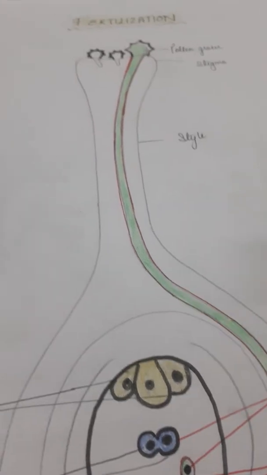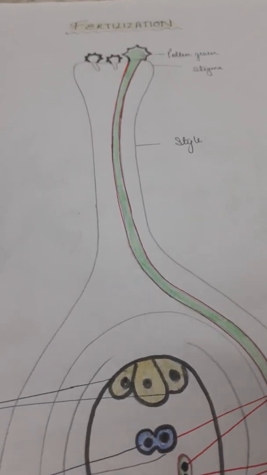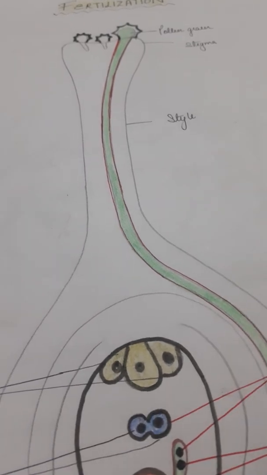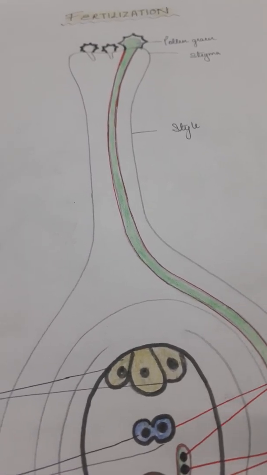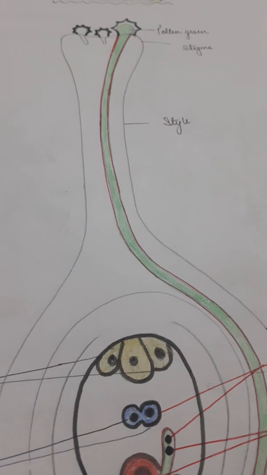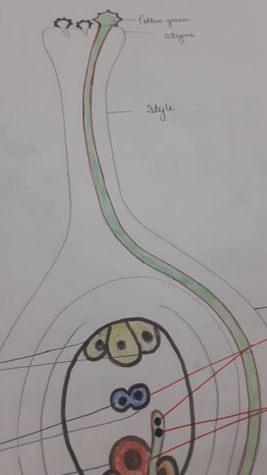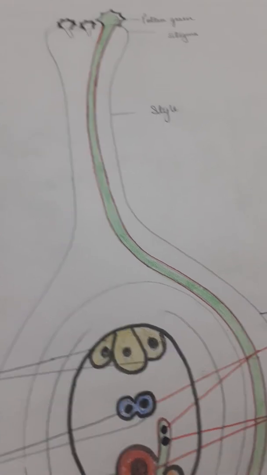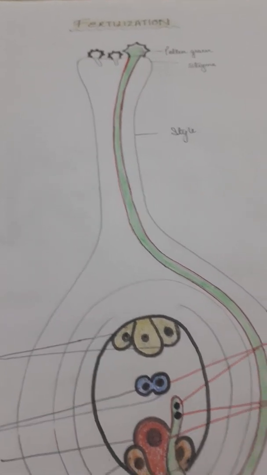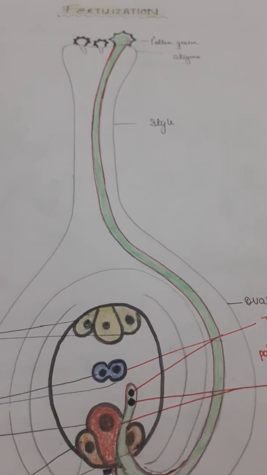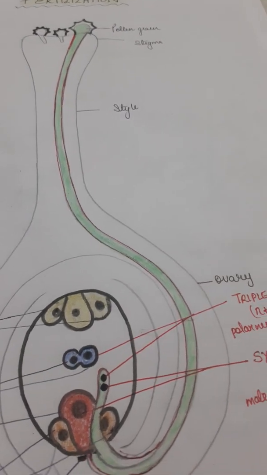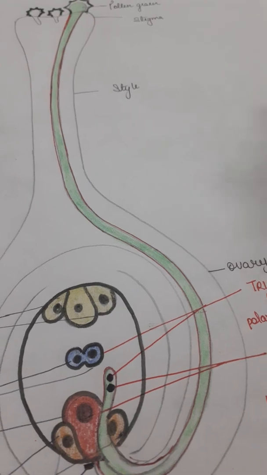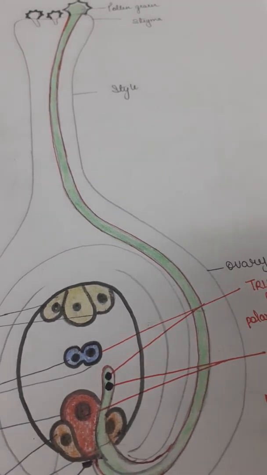So what exactly is fertilization? The process of fusion of male and female gamete to give rise to an embryo that will be able to give rise to another plant. This is known as fertilization. You all are aware of this because you have studied it in lower class. Now let us understand this with a very simple diagram, and if you concentrate you will be able to grasp it properly.